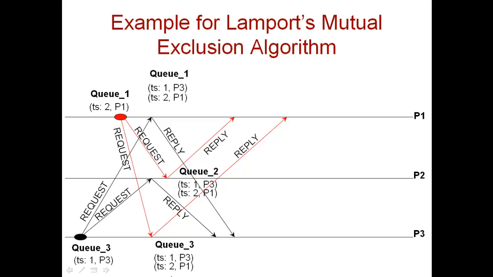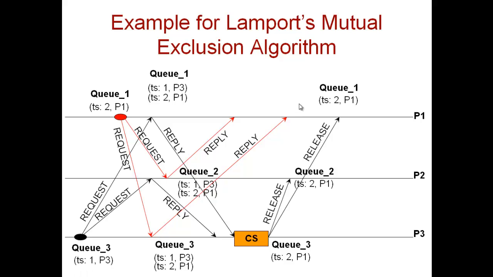So it knows that even in P1's queue, P3's request will be in the front of the queue ahead of P1's request. So there's nothing that P3 or P1 is going to achieve because of the reply message that P3 sends to P1. So P3 can defer its reply message to P1 and just enter the critical section.